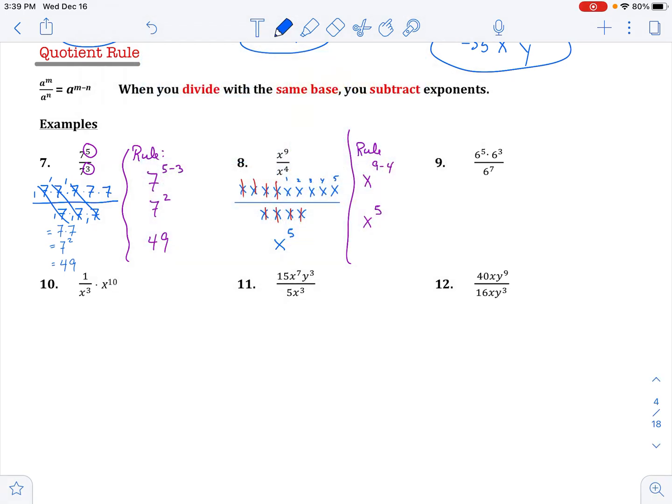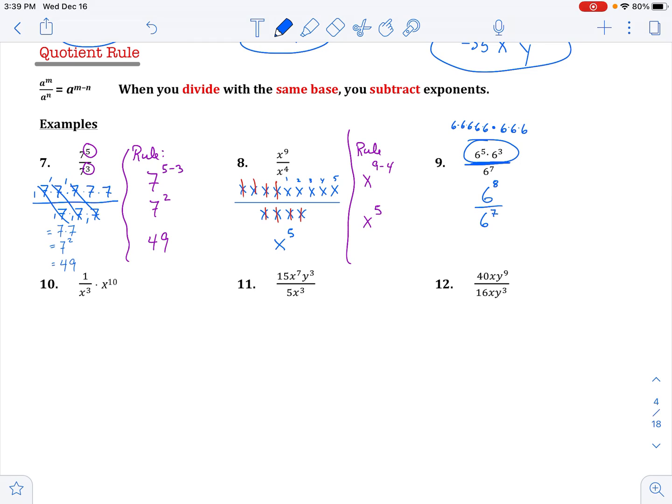In number 9, we do have to worry about that this is a division bar. If that is a division bar, we have to first simplify that in the numerator. Well, if we remember from before, I can expand it out. That's 6 times 6 times 6 times 6 times 6 multiplied by 6 times 6 times 6, which is going to give me 6 to the, if I count all those up, 6 to the 8th, divided by 6 to the 7th.